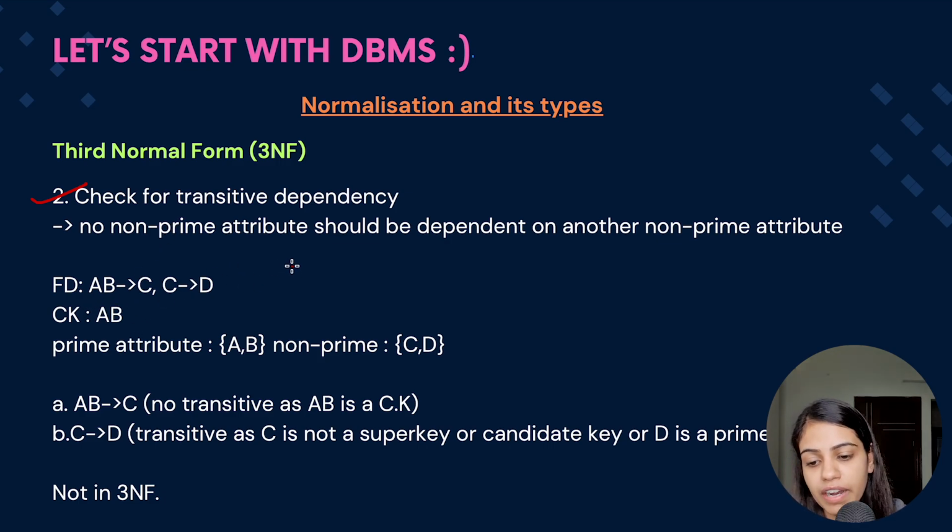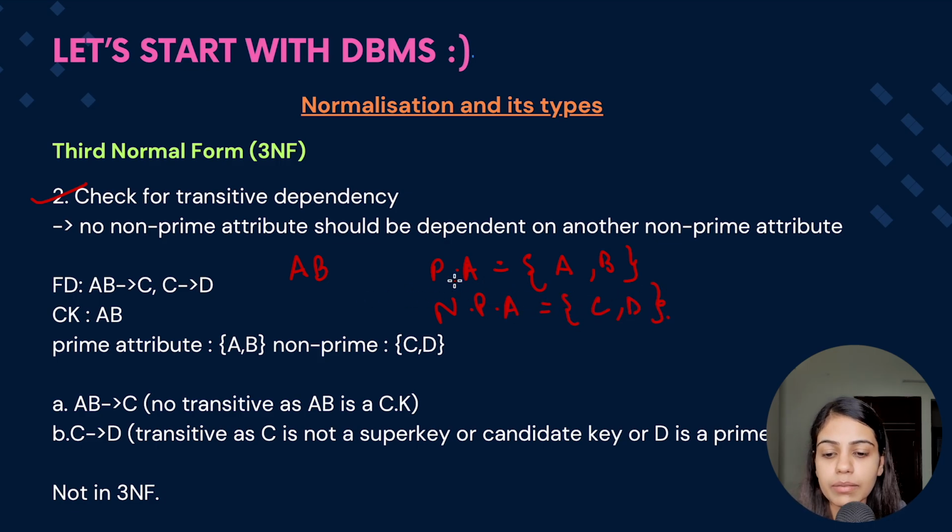So from here we have found that AB is the candidate key. Let's find the prime and non-prime attributes. Prime attributes are the ones which are part of the candidate key, that is AB, and non-prime are the ones which are not part of the candidate key, that is CD. So in this particular table, we have found the candidate key, the prime attributes, and the non-prime attributes. Now let's see if there is any non-prime to non-prime dependency existing in the table or not. There are two functional dependencies. For the first functional dependency, AB determines C.